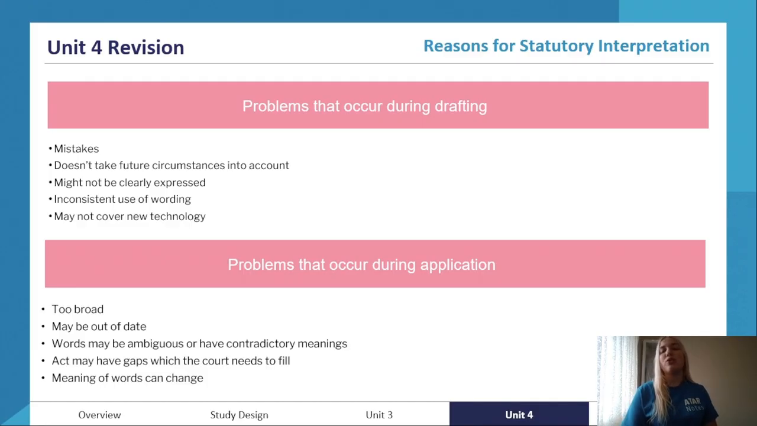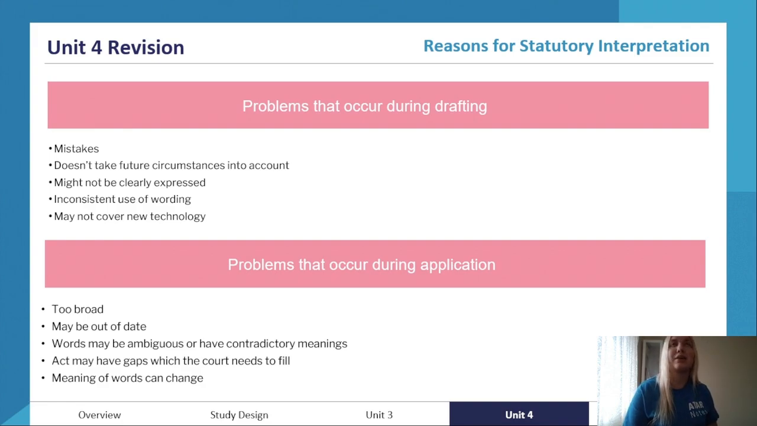Now, we said courts can give meaning to the words in legislation when a dispute comes before them where it's not set out clearly in an act what to do. So the reasons that statutory interpretation may occur are if problems occurred during Parliament's drafting of the act, such as mistakes, not taking future circumstances into account, not covering new technology. That's a very common reason that results in gaps in the law, and problems that occur during application. So that may include wording being too broad.